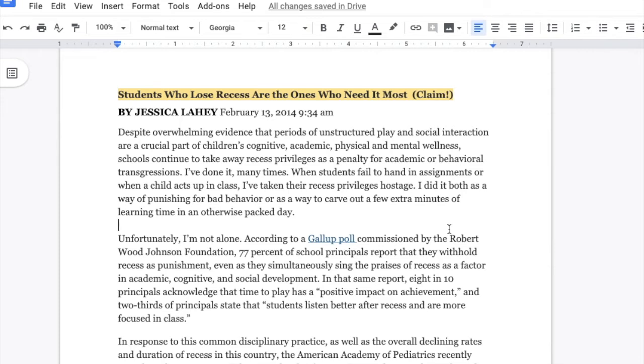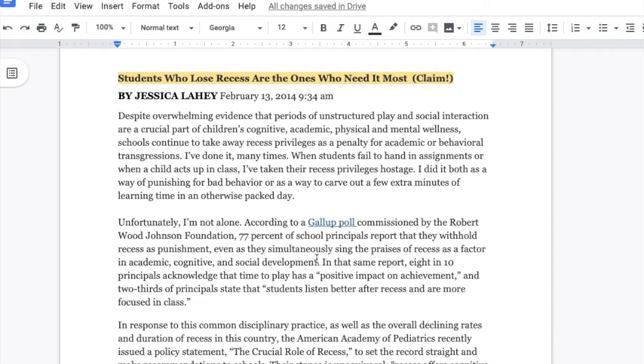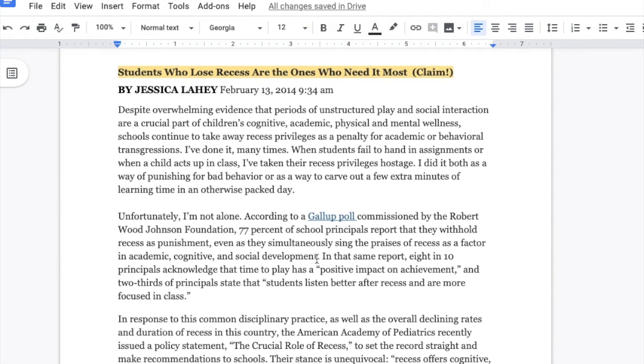Recess is important, that students who lose recess are the ones who need it most. We can discern from that statement that she's going to claim that students should not lose recess for any reason. So when we read through this, we can identify the other elements of a persuasive text. So in this one, she starts off with some reasoning straight out of the gate.